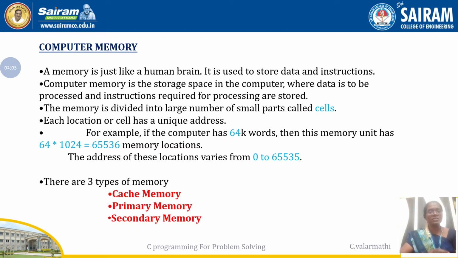Say, for example, if your computer memory has a capacity of 64K, how many memory locations are available? 64K means 64 into 1024, which is nothing but 65,536 memory locations in a memory size of 64K words.